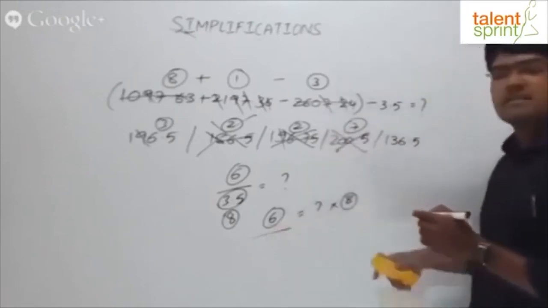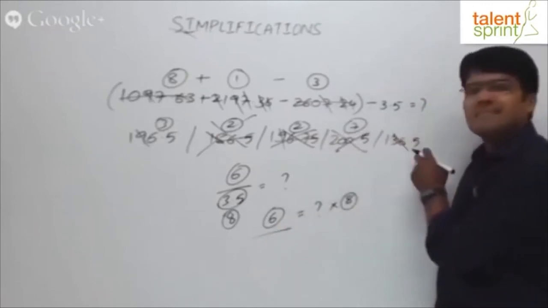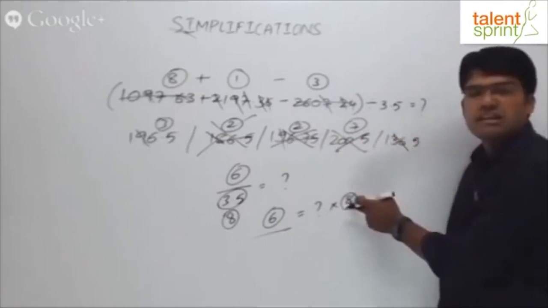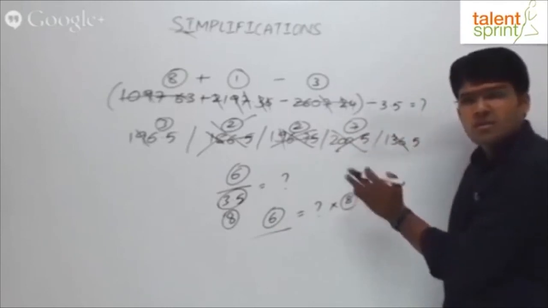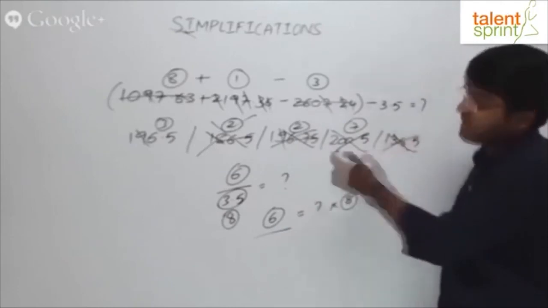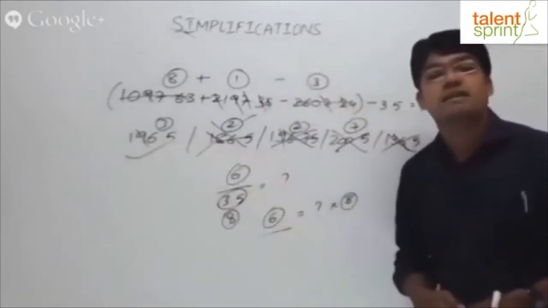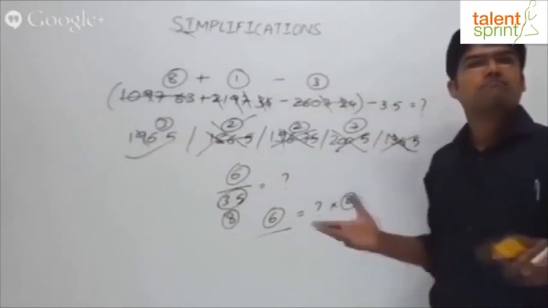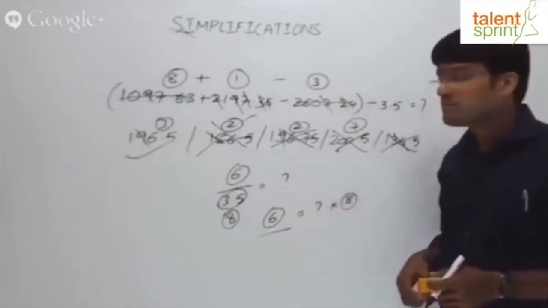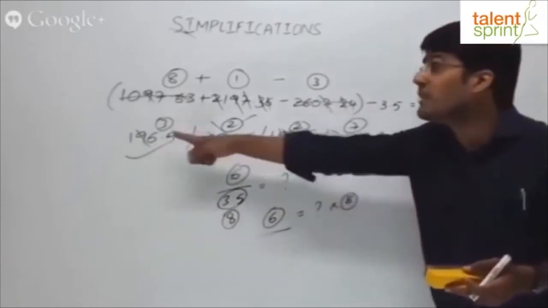In the last option, 136.5. 3 and 6 anyway is gone because it's making 9. 1 plus 5 is 6. 6 into 8, 48. 4 plus 8, 12. 1 plus 2, 3. What we want is 6. Even this is ruled out. The correct answer has to be the first option, 196.5, because that's the only option which satisfies the root digit concept here. That's the correct answer. But then, see, it takes time. Again, we are fortunate, we are lucky that only one option satisfies.